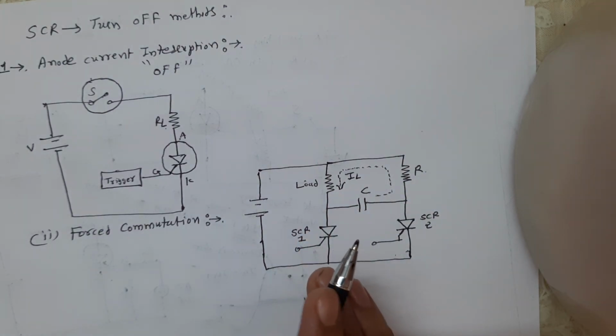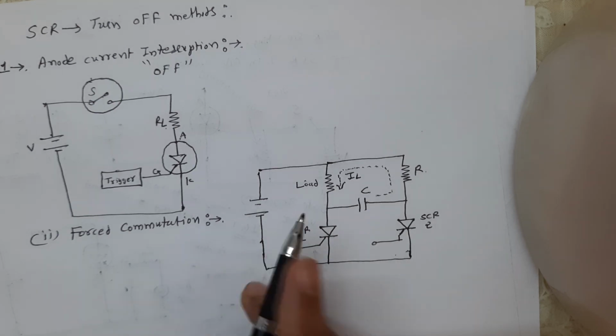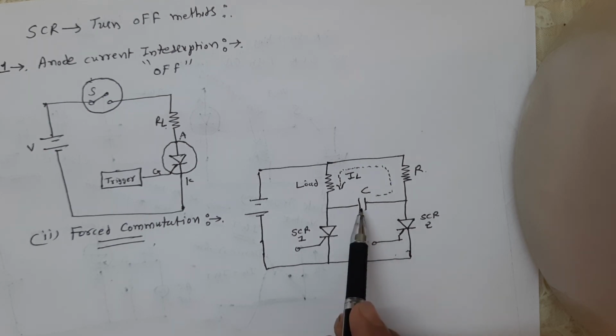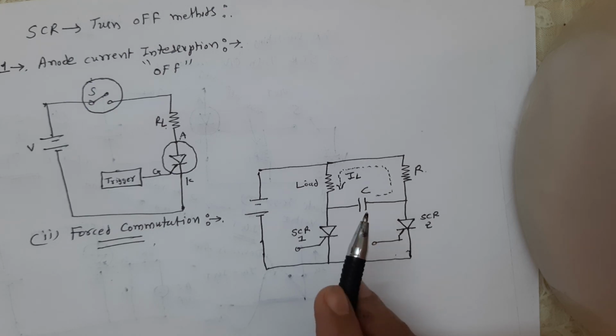Now from the figure, our aim is the SCR turn off method. This is the second method, forced commutation, and this is the circuit for it. The method of discharging a capacitor which is in parallel with an SCR to turn off the SCR is known as forced commutation. From the figure, in the forced commutation of the SCR, capacitor C performs the commutation. Assume the SCRs are switches, where SCR1 is on and SCR2 is off.